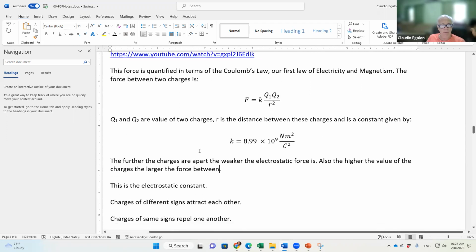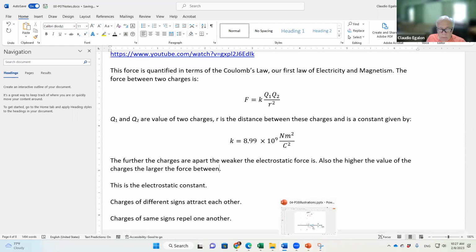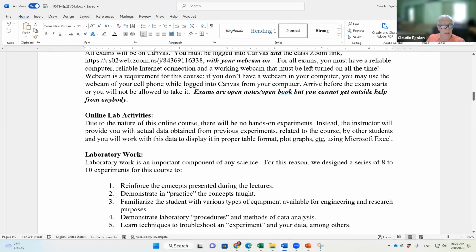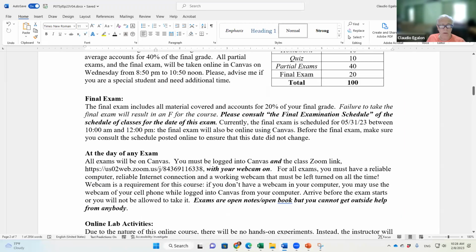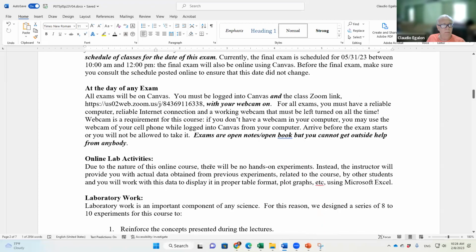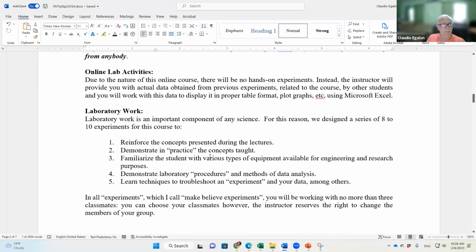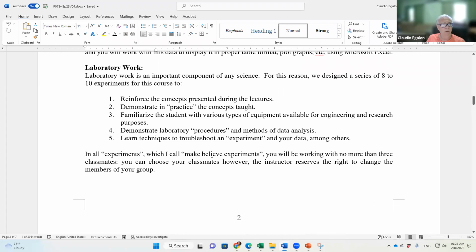That's what I covered last time, so that's a brief summary of what we did. What I want to do now is to go through the syllabus again, to cover how you're going to do the lab. Most of you already know that. Online lab activities, okay, laboratory work.